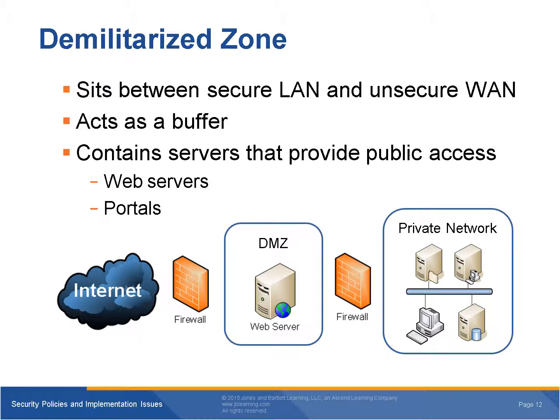And then for that demilitarized zone, it sits between secure LAN and unsecured WAN, acts as a buffer, and contains servers that provide public access, such as web servers and portals. So looking at that picture, you have the internet with a firewall. This example of a DMZ does have two separate firewalls. If they're on the internet, you go through the firewall to the DMZ as a web server. And then there's another firewall on the other side of the DMZ that goes into the network of the company.